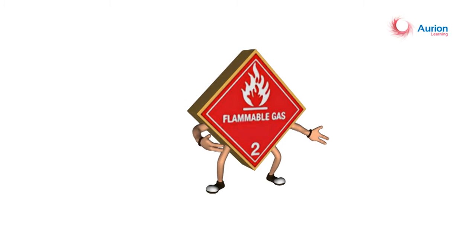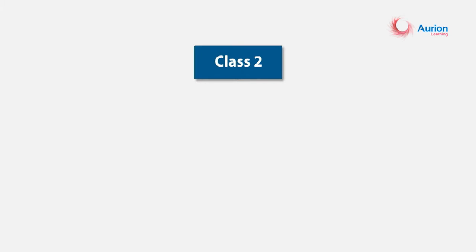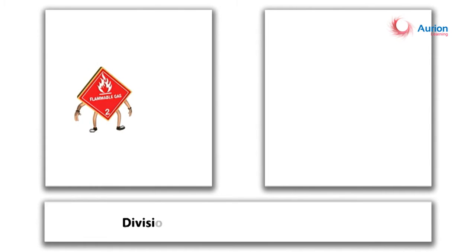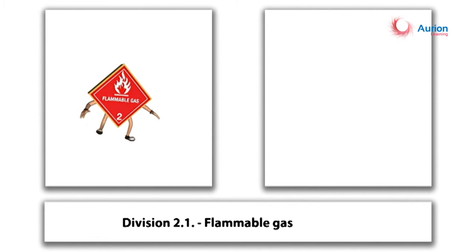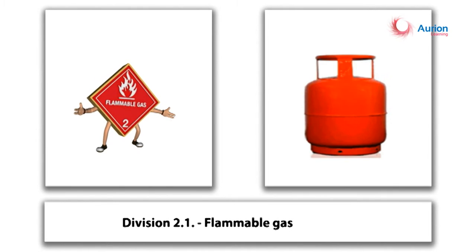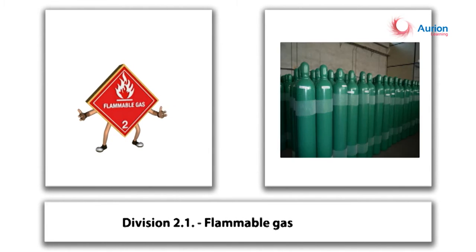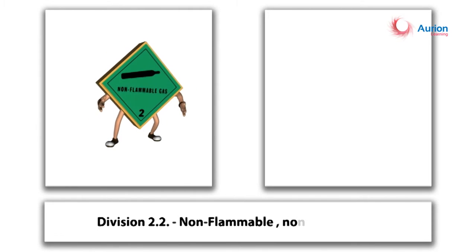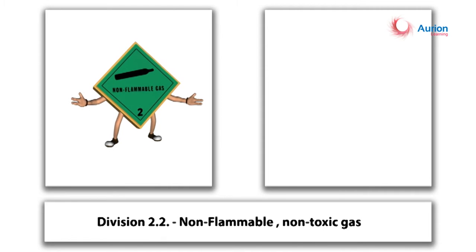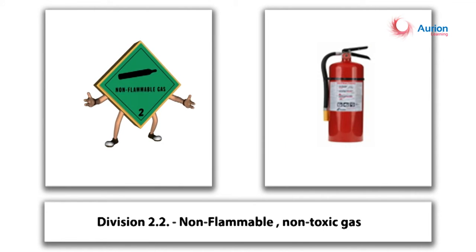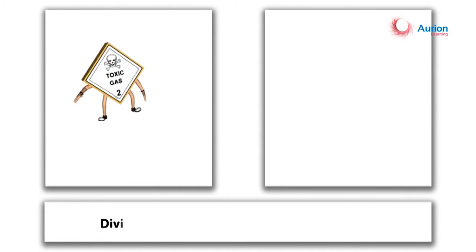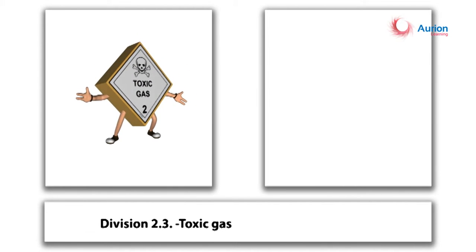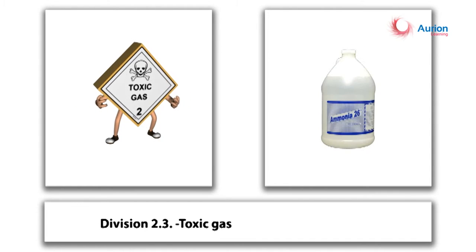Class 2 comprises of gases, which are further divided into 3 divisions. Division 2.1 – Flammable gas, for example, LPG, butane, hydrogen, etc. Division 2.2 – Non-flammable, non-toxic gas, for example, carbon dioxide, fire extinguisher. Division 2.3 – Toxic gas, for example, tear gas, chlorine, ammonia.